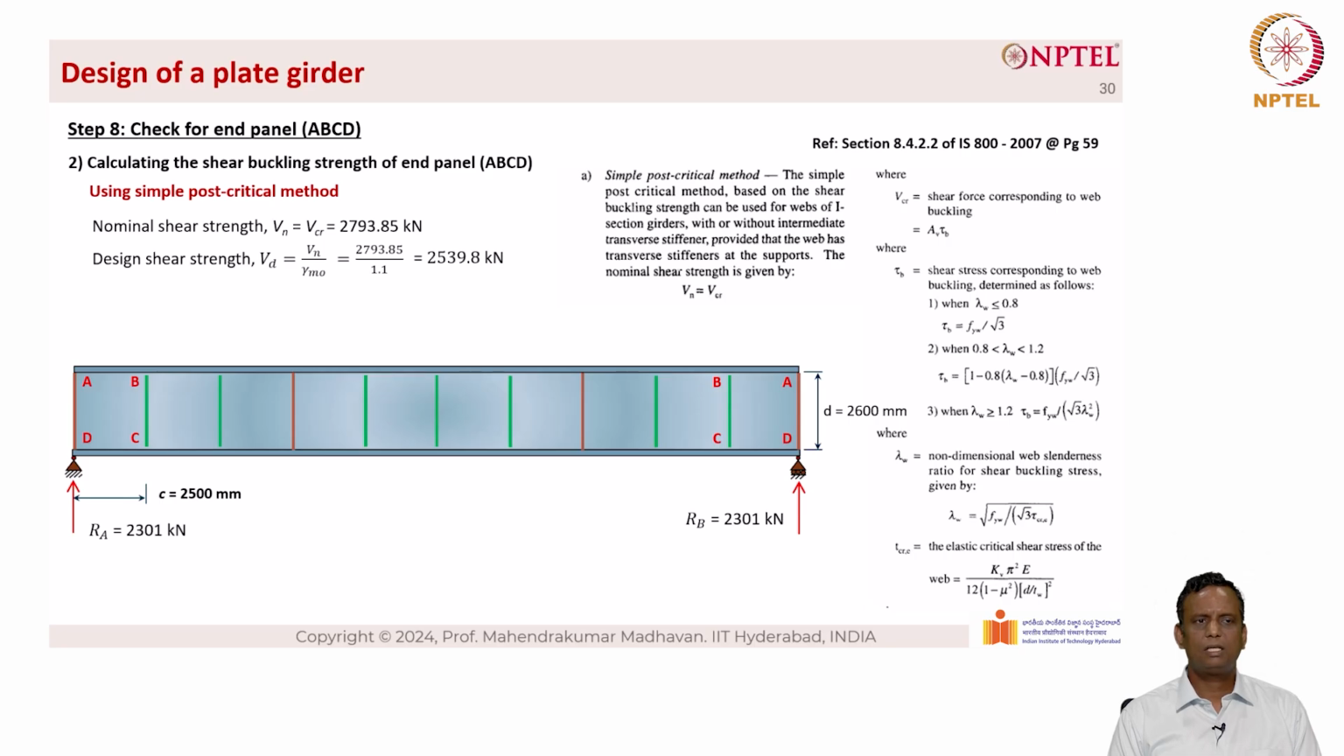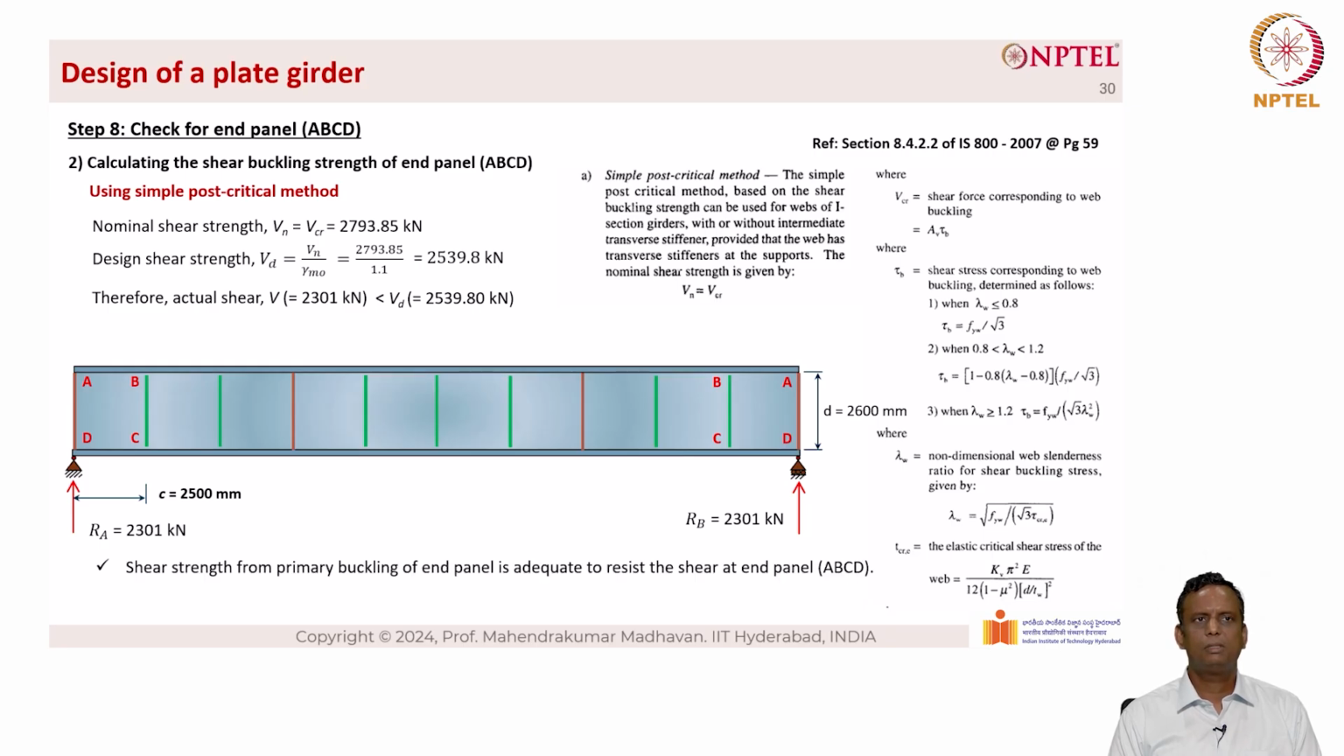And the reaction at that location is basically 2301. So the actual shear is 2301, which is less than 2539.80 kilonewton. The shear strength from primary buckling of the end panel is adequate to resist the shear at end panel ABCD. Hence, the shear strength contribution from post-critical buckling is not required.